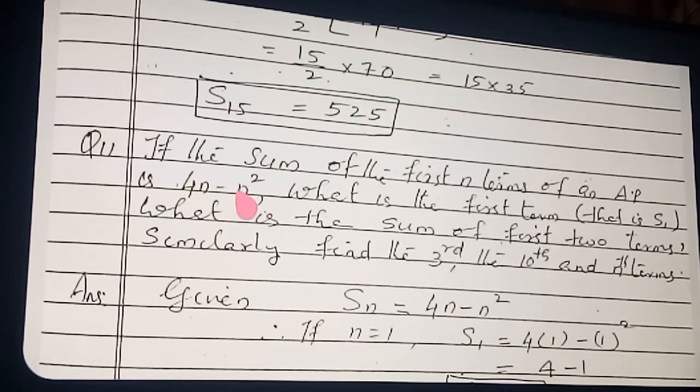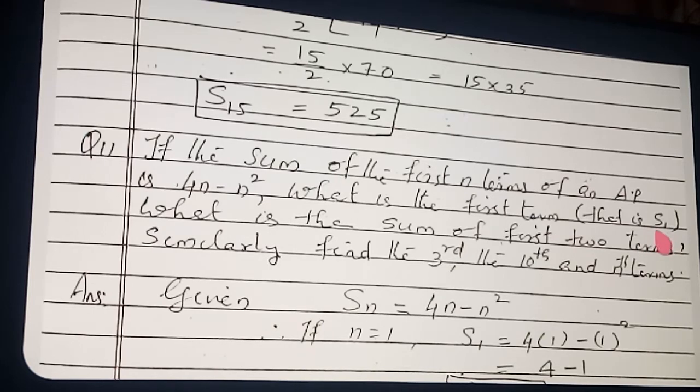Sum of n terms means Sn. Okay, sum of n terms means what is Sn? Sn how much given? 4n minus n square. And what is your question? What is the first term? That is S1. What is the meaning of S1? S1 means sum of one term. Sum of one term and sum first term are all the same only.